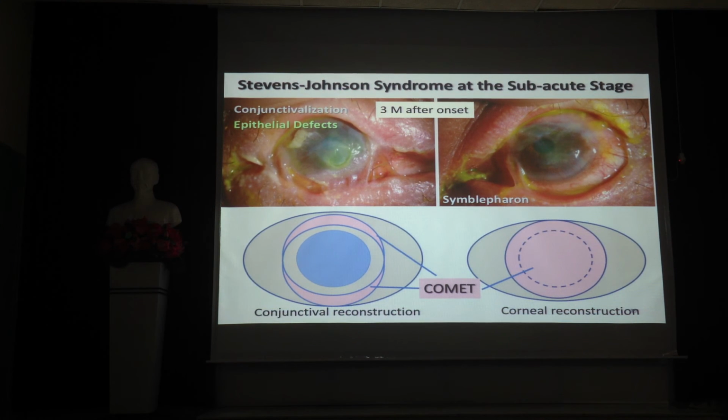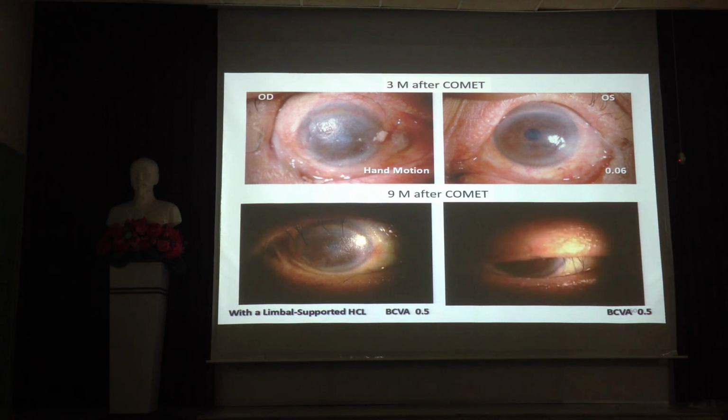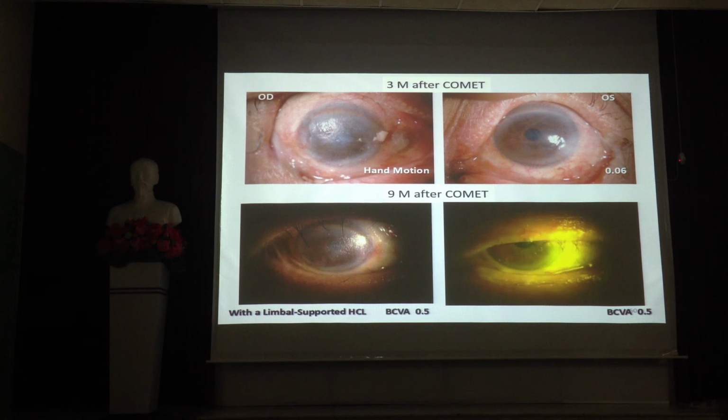This is the subacute phase of Stevens-Johnson syndrome, in both eyes, 3 months after onset. This is a very dangerous situation because it's so easy to get infected, and sometimes it's so easy to perforate. Therefore, we decided to perform COMET. For this side, just conjunctival reconstruction. For this side, we performed corneal reconstruction because this corneal stroma is healthier. This is the ocular surface 3 months after COMET. Still hand motion vision here, and this looks okay. When we use the large size scleral supported hard contact lens, surprisingly, the cornea becomes better and better because the wettability improved.